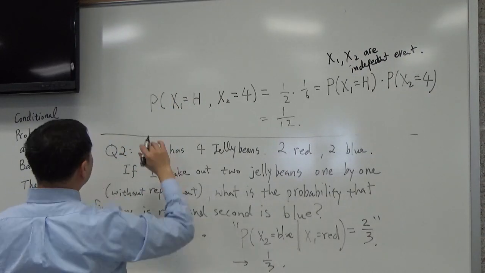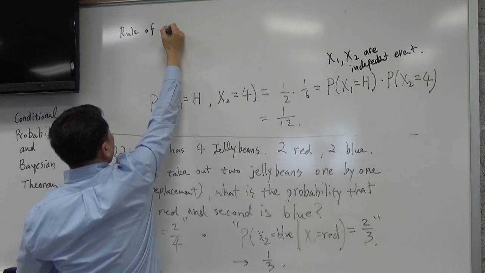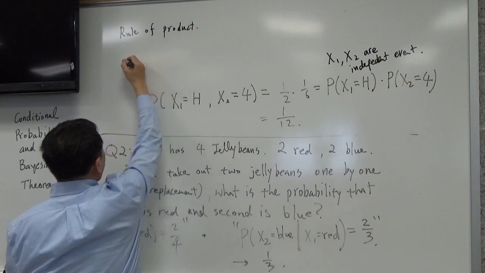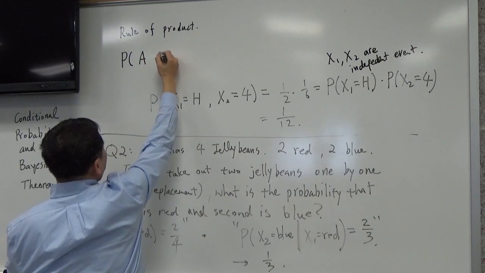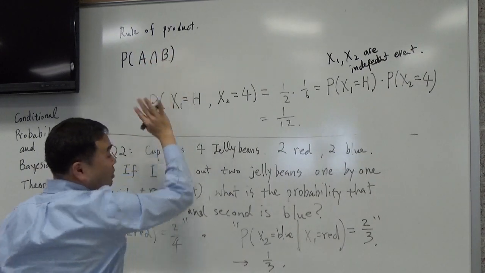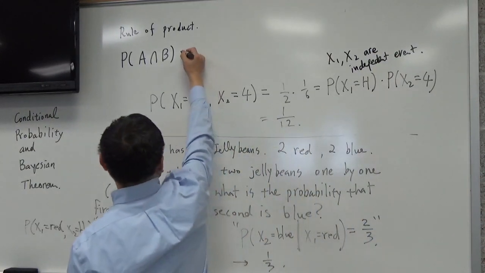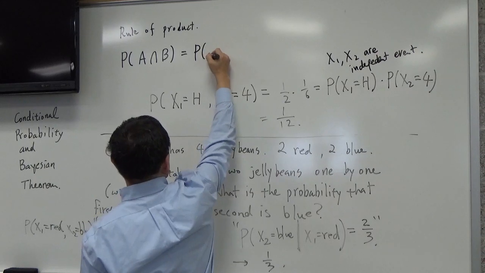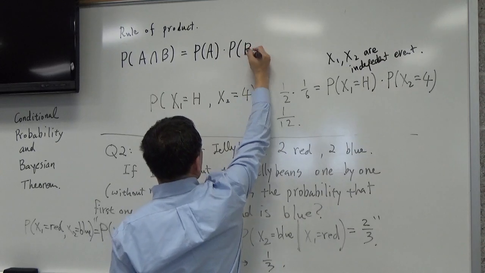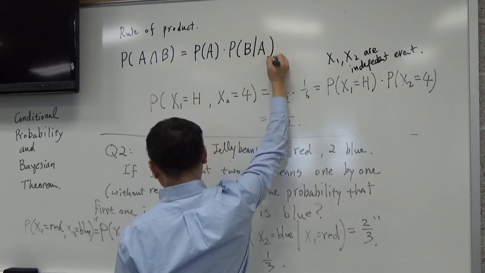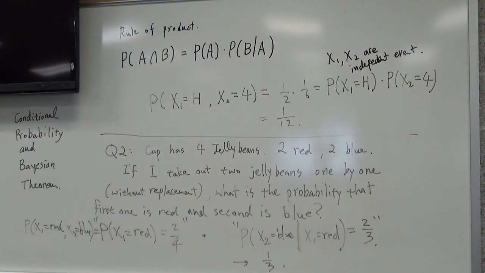So here's the modified formula for product rule. So rule of product. If you want probability of A and B happening at the same time, let's say two things, I want two things to happen at the same time, then you compute it by saying probability A times probability B, but under the condition of A. Is that okay? That's a general formula.